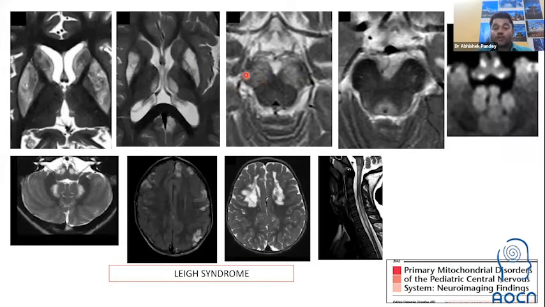Bilateral symmetrical diffuse substantia nigra is involved. The periaqueductal area is involved. The medulla is showing diffusion restriction. Similarly, symmetrical involvement of the dentate nucleus can be seen. Patchy cortical involvement can be seen. Deep white matter involvement can be seen, as well as the spinal cord. So it is basically multifocal. Leigh syndrome will present with multifocal involvement, as well as combined striatum and globus pallidus involvement.